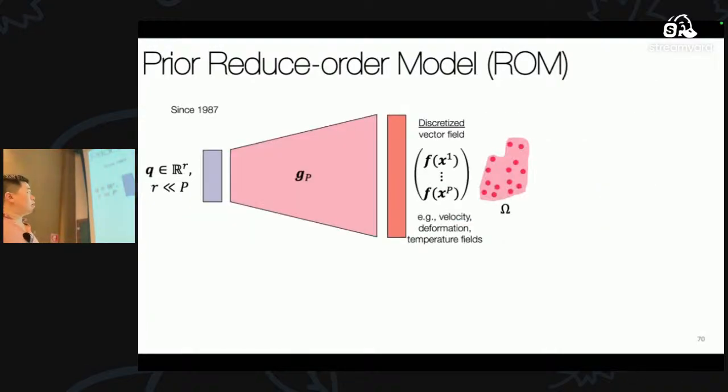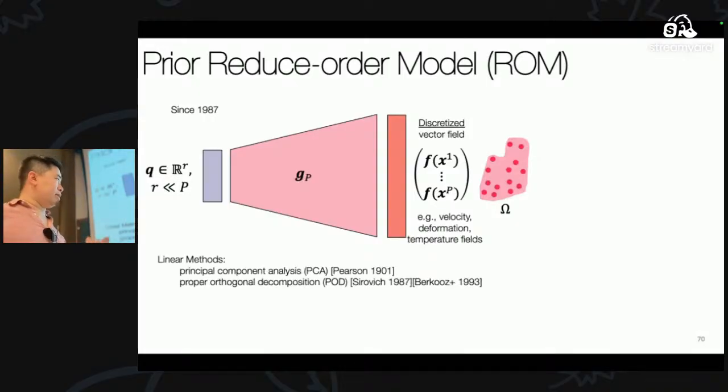So with this approach, you have your latent space, this Q. It can have a physical meaning, or a geometric meaning, or maybe not. It doesn't matter. But usually you have a low dimensional latent space, and a manifold that parameterizes this high dimensional vector field. These dots here, for example, could be the velocity of this dot here, the velocity of this dot right here, and so on. So these are prior reduced order models.